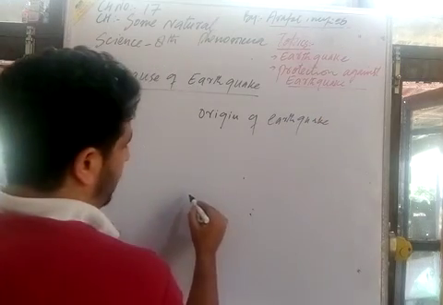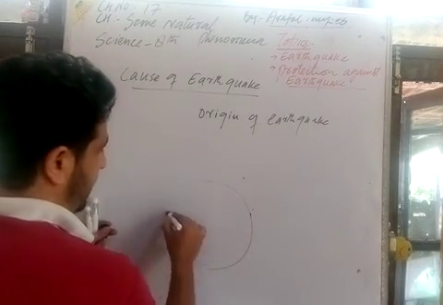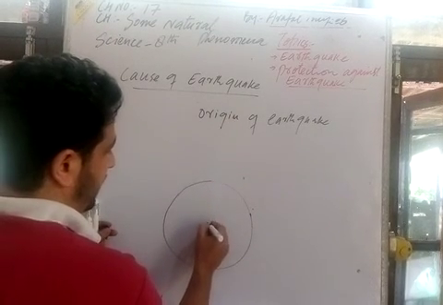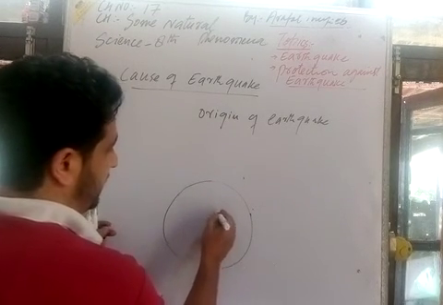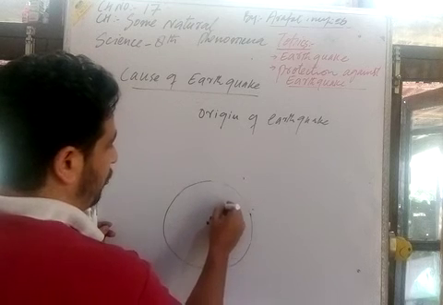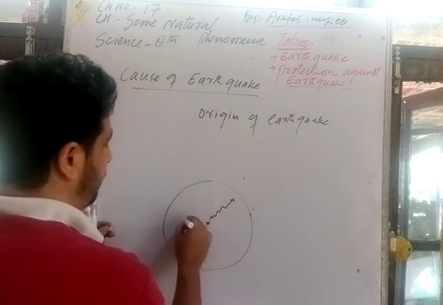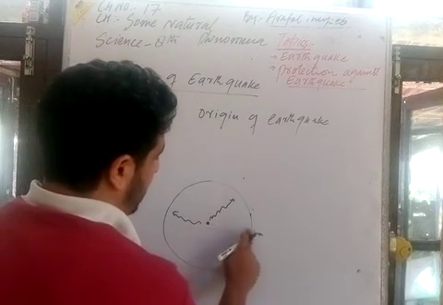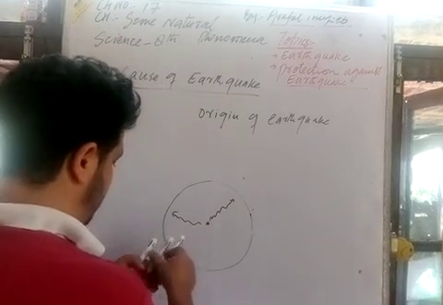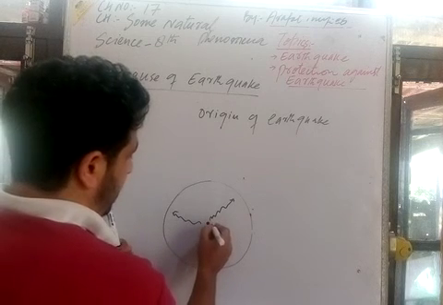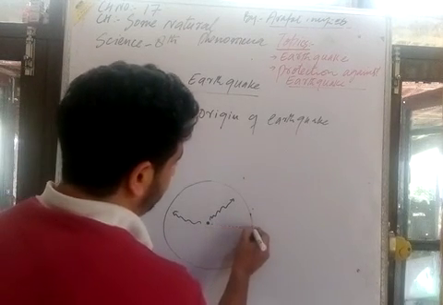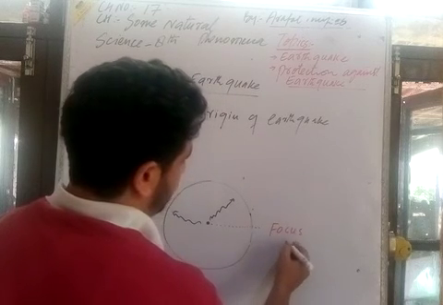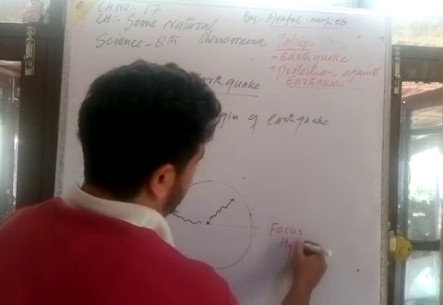If we talk about this, this is the earth, and in the earth there is some point where there is a formation of shock waves. There is the formation of waves. This point is known as the focus. It is also known as the hypocenter.